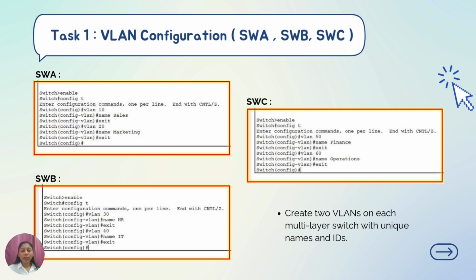This VLAN configuration ensures that each department has its dedicated network, enhancing security and traffic management within the network. Defining VLANs in this way also simplifies the management of communication within departments and controls access between them as needed.